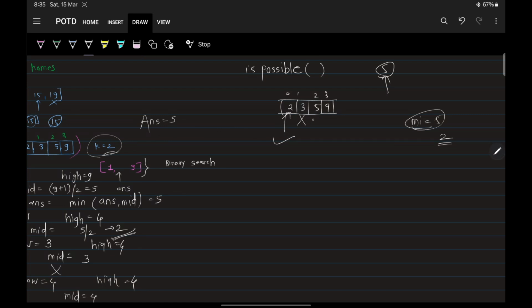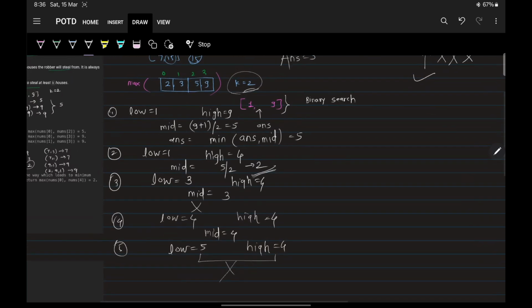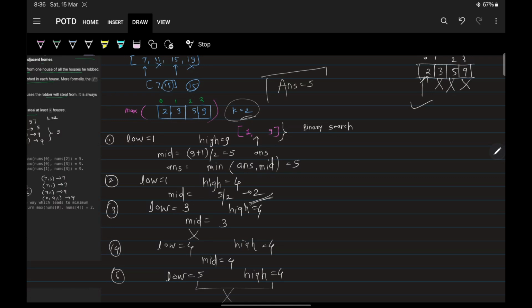Consecutive is not possible. Is it possible? No. Is it possible? No. So again, for 4 also it is becoming false. So I will try to go to the upper range. So my low will become 5. My high is 4. Whenever my low goes beyond the high, I will stop my iteration. Whatever my answer variable contains, that is my final answer. So this is how you can solve this.